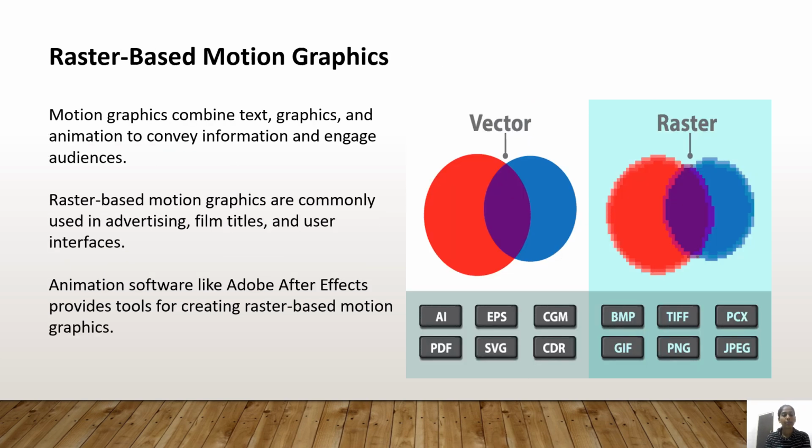Now raster-based motion graphics. Motion graphics combine text, graphics, and animation to convey information and engage the audience. Raster-based motion graphics are commonly used in advertising, film titles, and user interfaces. Animation software like Adobe After Effects provides tools for creating raster-based motion graphics.